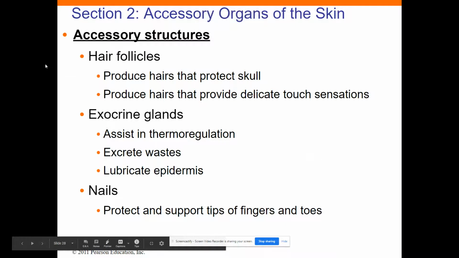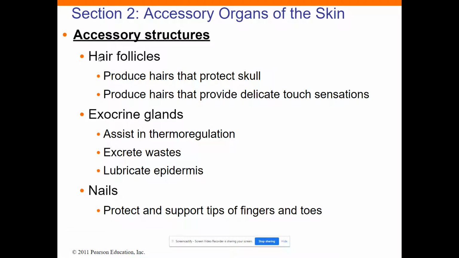This is the video for slides 28 through 44 for the integumentary system. We're going to be talking about the accessory structures. They are hair follicles, exocrine glands, and nails. Nails will be discussed in a different video.